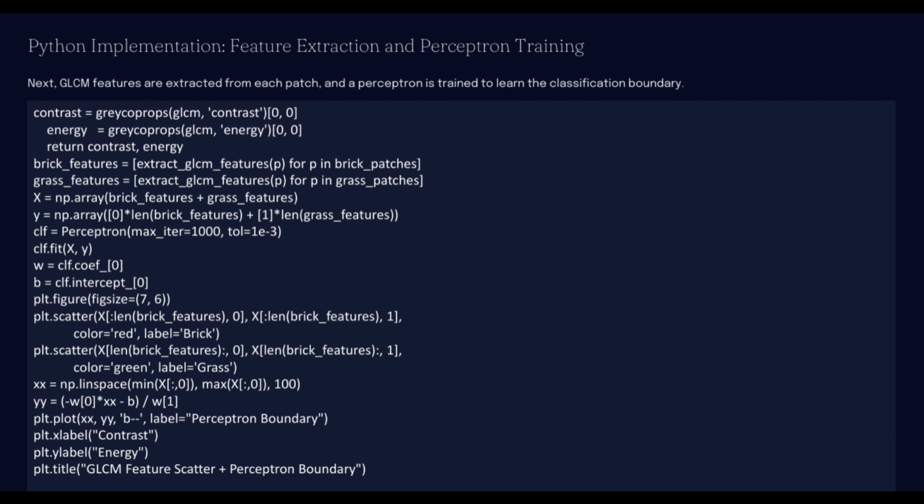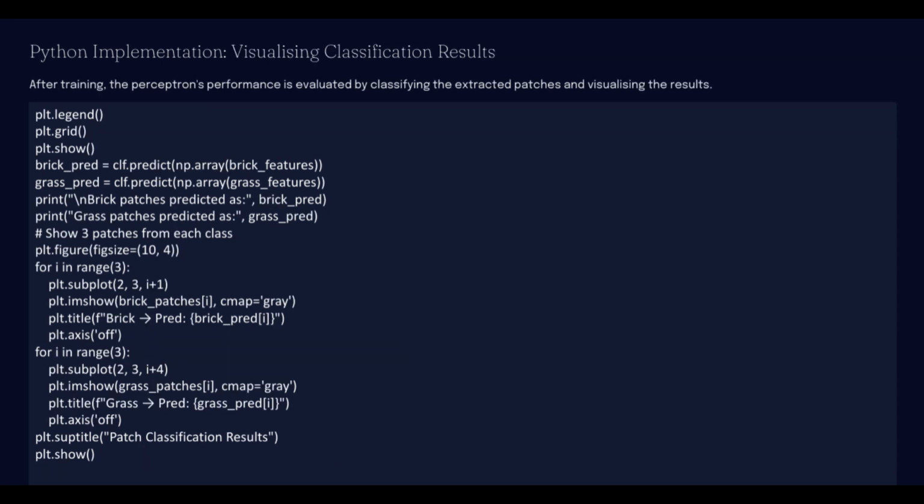Next, we define a safe gray function. This checks whether an image is already grayscale. If it is, we keep it as it is. If not, we convert it to grayscale. This prevents errors when loading different types of images. We then load the brick and grass images, convert them safely to grayscale, and confirm their shapes.